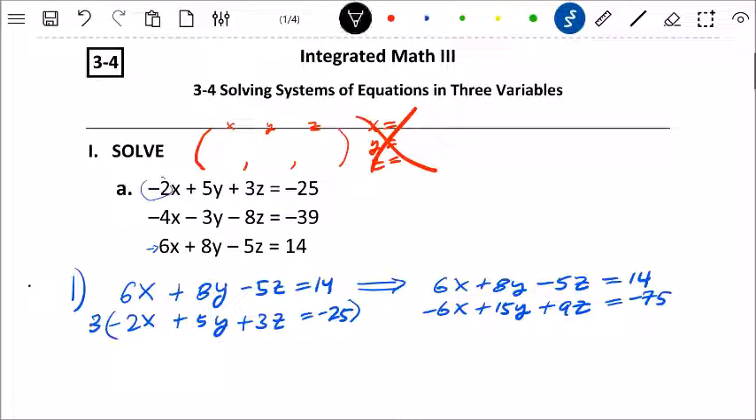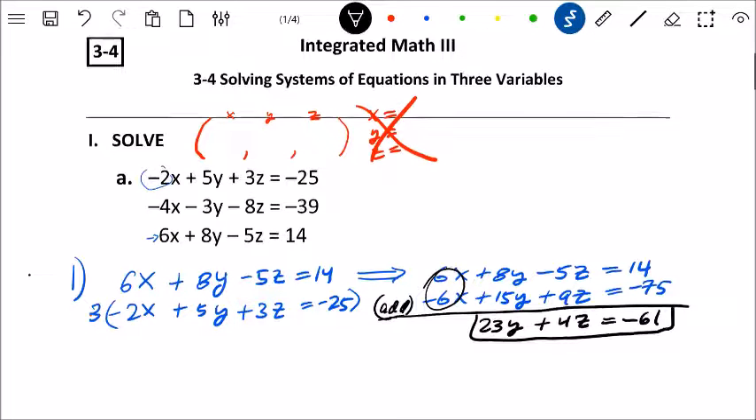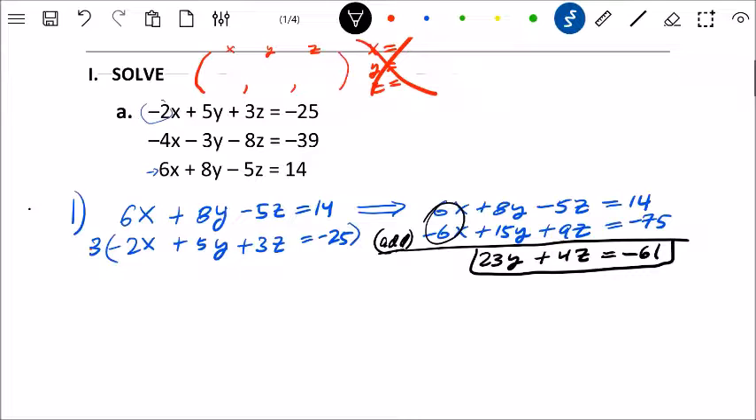And now I am going to add these, because if I add them, those go away. And here I get 23y plus 4z is equal to -61. So that gives us one of the two equations that we will need. The next thing we'll do is we'll get another one.